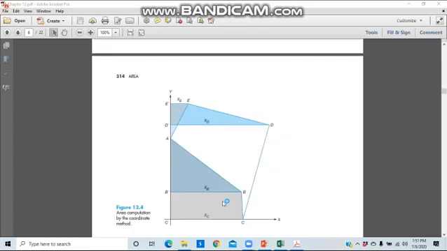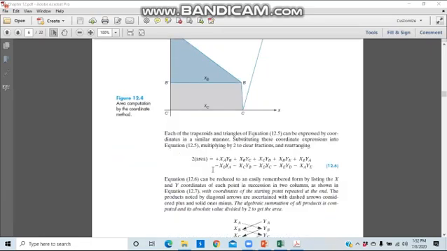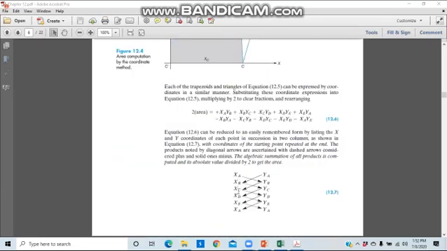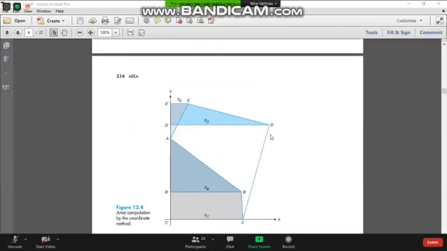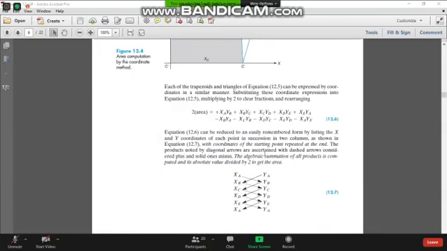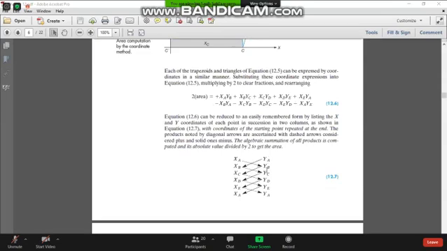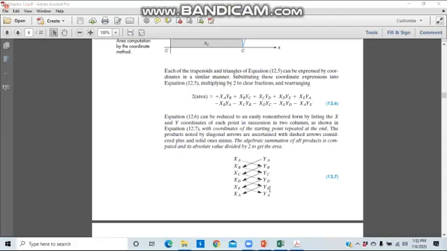Now, this started from A, E, D, C, B, A. So XA, XB, XC, XD, XE, and go back to XA. A, B, C, D, E, A, right? Okay. Then YA, YB, YC, YD, YE, YA, right? So you have put 2 columns. In one column, you have written X coordinate of each point. In the second column, you have written Y coordinates of the points.